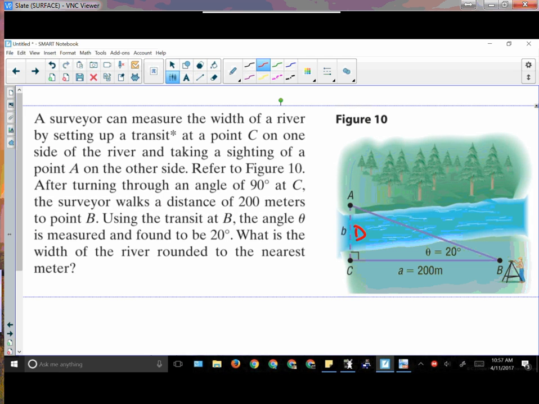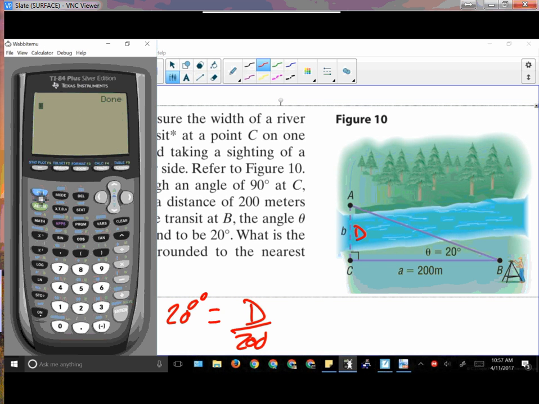So which one of the trig ratios would work best here? Well, I don't know the hypotenuse. I could figure it out if I really wanted to, but I'm only concerned about opposite and adjacent. So tangent of 20 degrees is going to be equal to the opposite, which is the distance across the river, divided by the adjacent, which is 200. So really all it's going to be is the tangent of 28 degrees multiplied by 200. So clear that out. Tangent 28 degrees multiplied by 200.